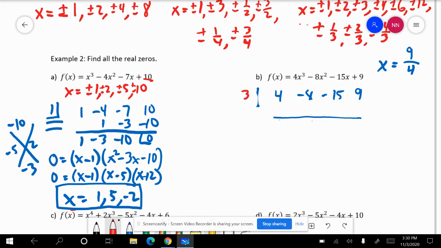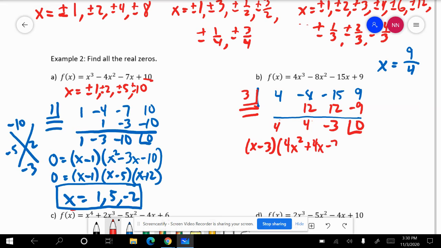So 4, that gives me 12. That's 4, that gives me 12. That's -3, that gives me -9. So it worked. That means that x minus 3, because that would be our 0, and we have 4x squared plus 4x minus 3 equals 0.